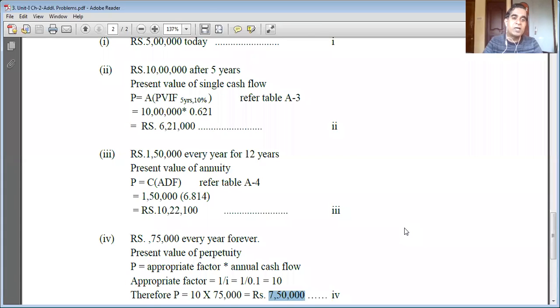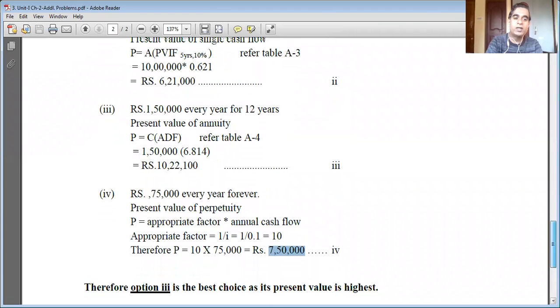So which option is best for Mr. Ramesh? Option 3. Yes, the third option, definitely, no doubt. So you need to write that answer. Remember, every time I'm repeating this. Therefore, option 3 is the best choice as its present value is highest. So that is what you need to understand.